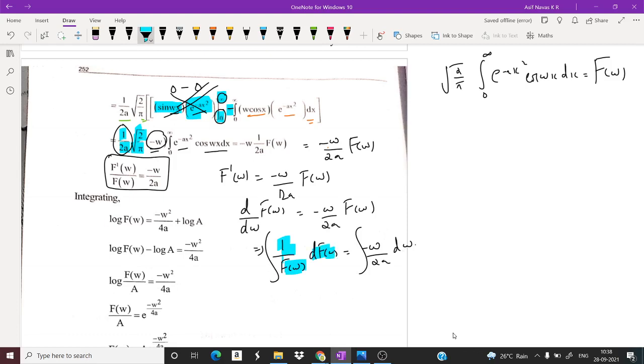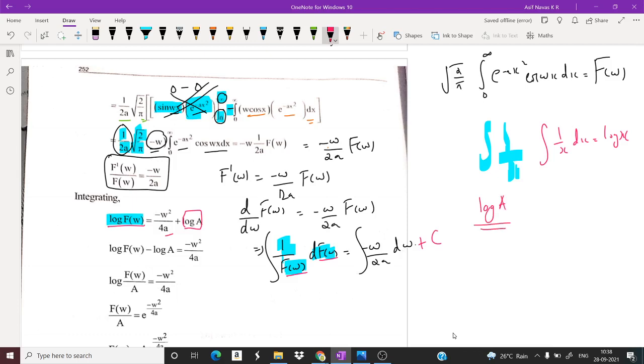d f of omega is log f of omega. You know that integral 1 by x dx is log x. So here integral 1 by f of omega into d f of omega is log f of omega, and this integral is minus omega square by 4 plus a constant. You know that if we are integrating, there is an integral constant. So I'm taking it as log a for making the calculation much easier. So I'm taking log a on the other side.